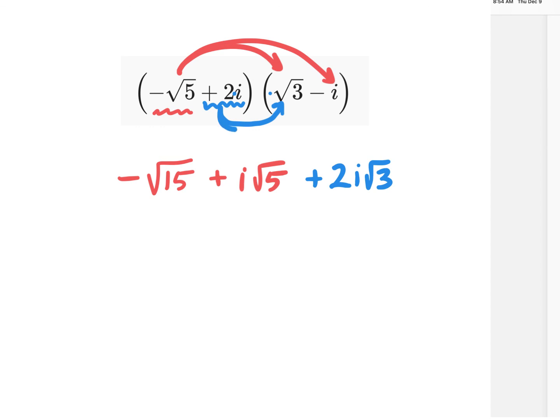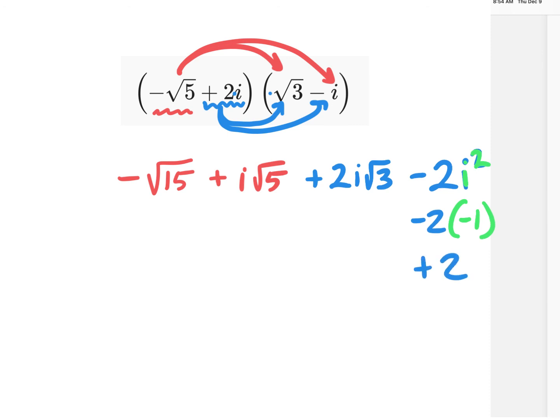Last but not least, positive 2i times negative i. A positive times a negative is a negative, and 2 times, there's no number in front of the i, so that's going to be just a 2, and i times i is i squared, okay? And let me put this i squared in green because we know that every single i squared we need to replace with a negative 1. So negative 1 times negative 2, that is going to end up being a positive 2.